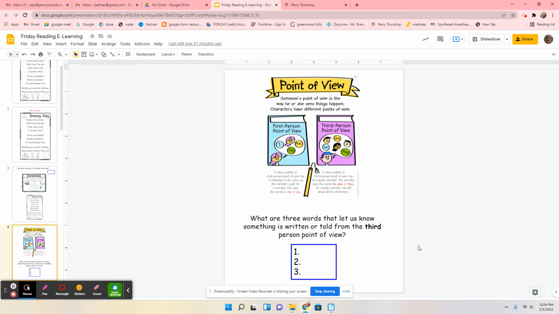Let's take a look at this anchor chart. The question at the bottom says, what are 3 words that let us know something is written or told from the third person point of view? So I want you to take a look at where it says third person point of view on this purple box. What 3 words let us know that it is a third person point of view? So if I was reading something and my teacher asked, is this first person point of view or third person point of view? What words would tell you that it's third person point of view? Go ahead and say those 3 words out loud.